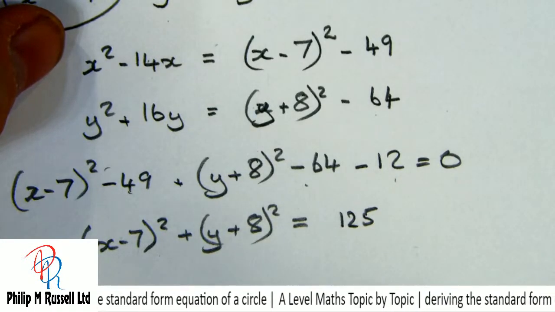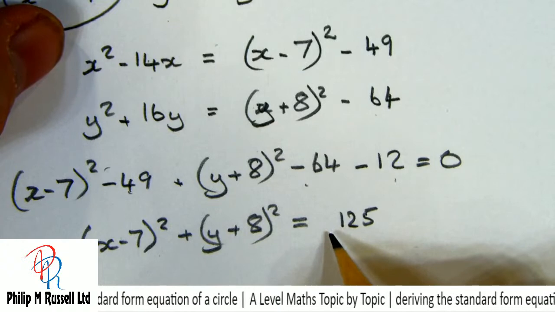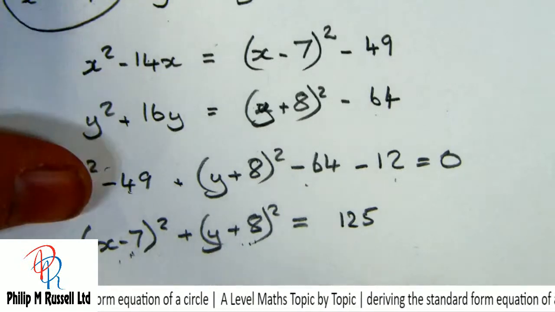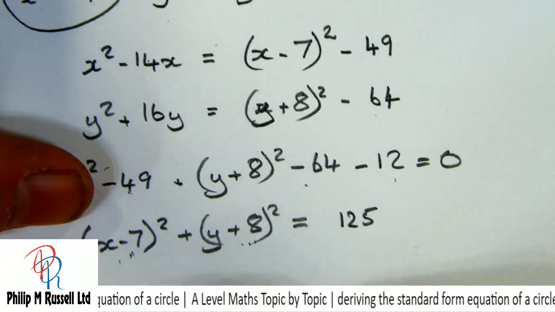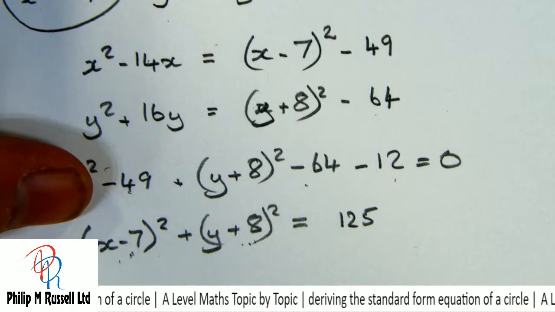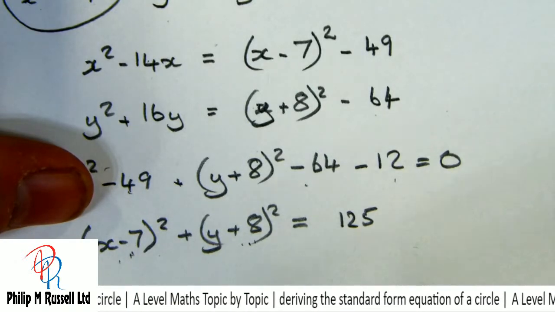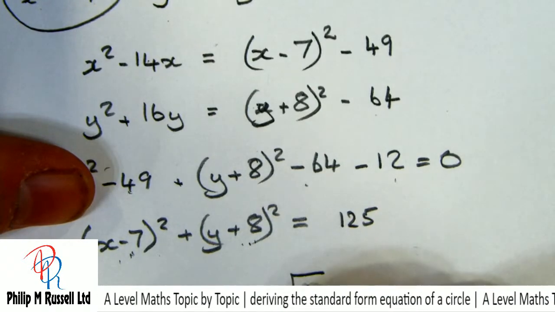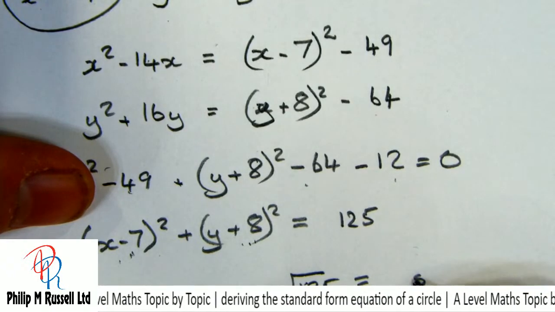And then that is going to be our coordinates. So we've got 7 and minus 8 as the centre, and we've got to work out what the radius is. So I need to work out the square root of 125. The square root of 125 is going to be 5 root 5.